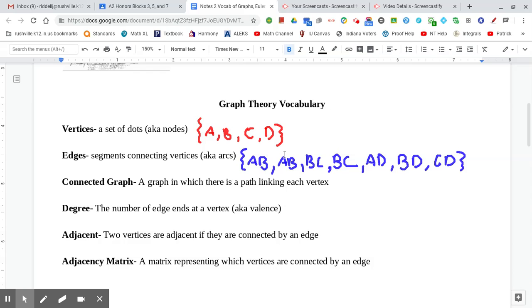Sometimes you are going to be given a list that looks like this, a list of vertices and a list of edges, and you should be able to draw a graph based on just what the list says.